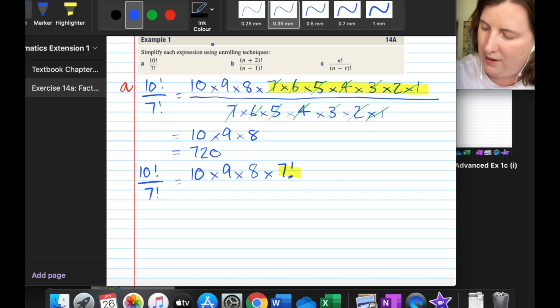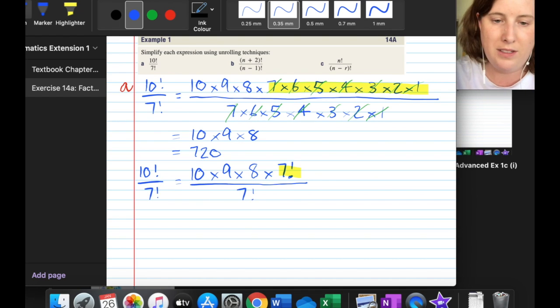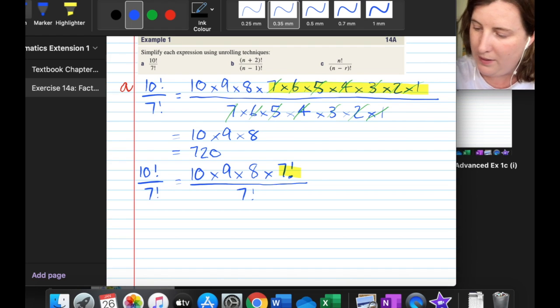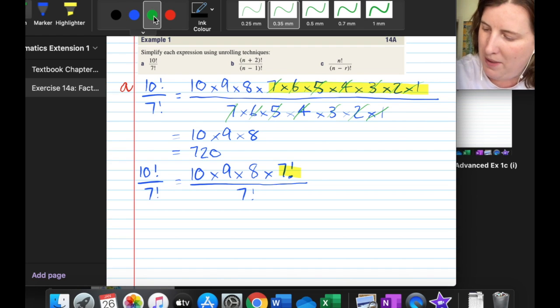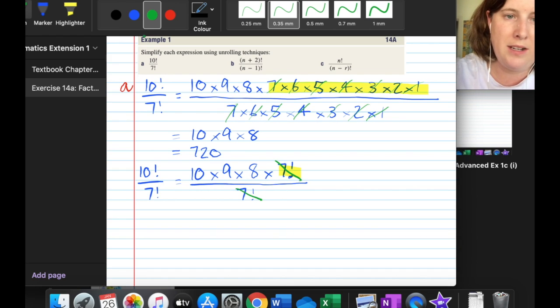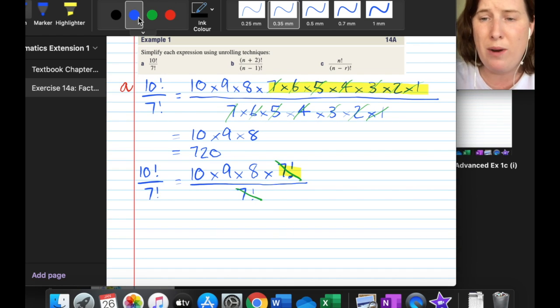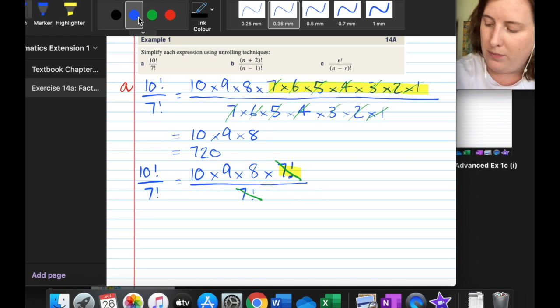And that's over 7 factorial. Now, have you noticed that we have something the same, top and bottom? That means we can cancel it out. So we didn't need to write that full expansion. And when you get really large ones, or ones with letters instead of numbers, so it's generalized, you're going to do this. That just gives us 10 times 9 times 8, which is 720.